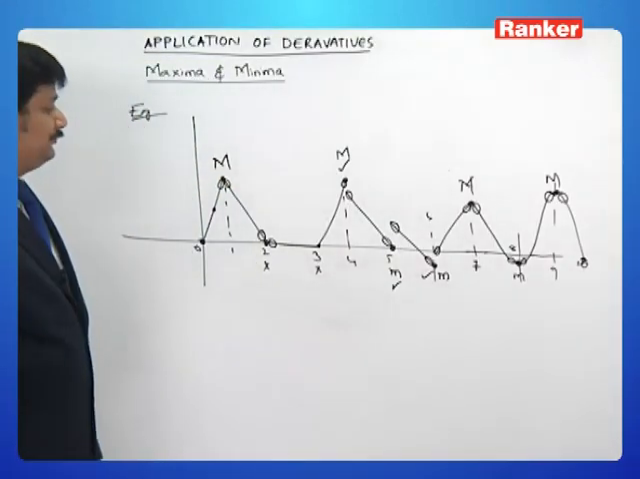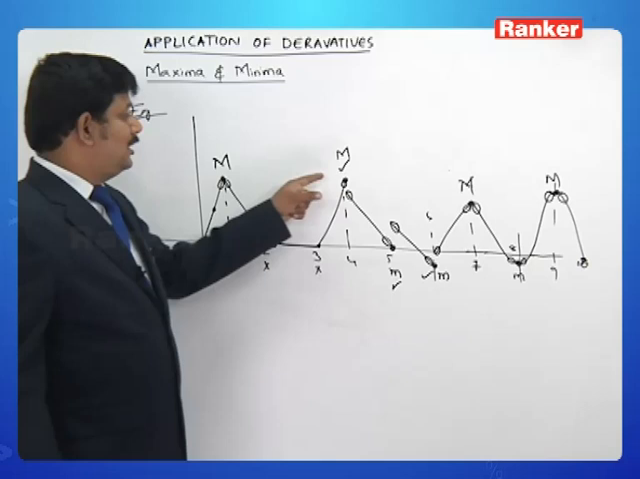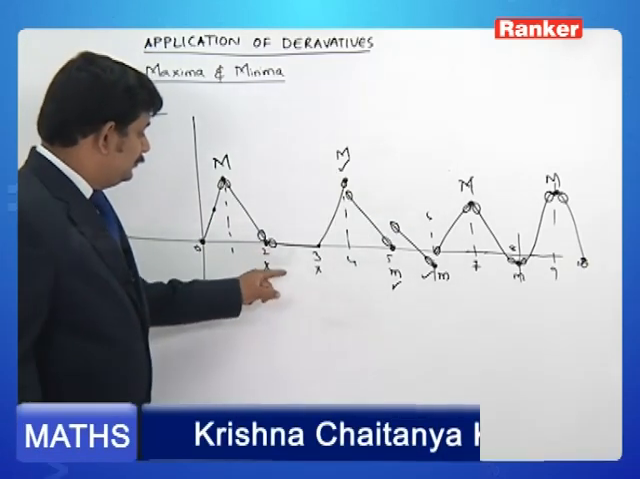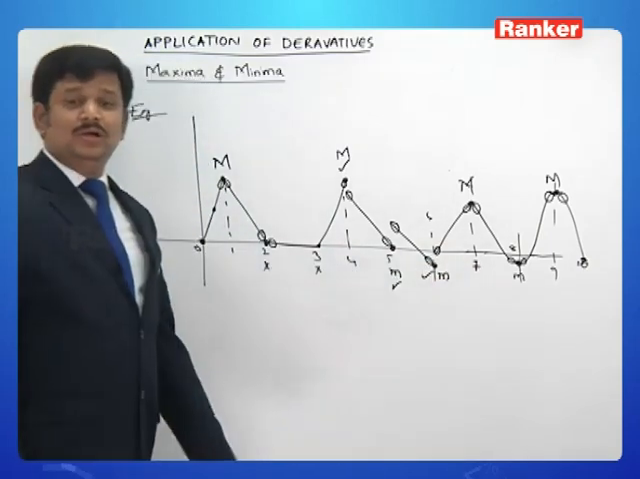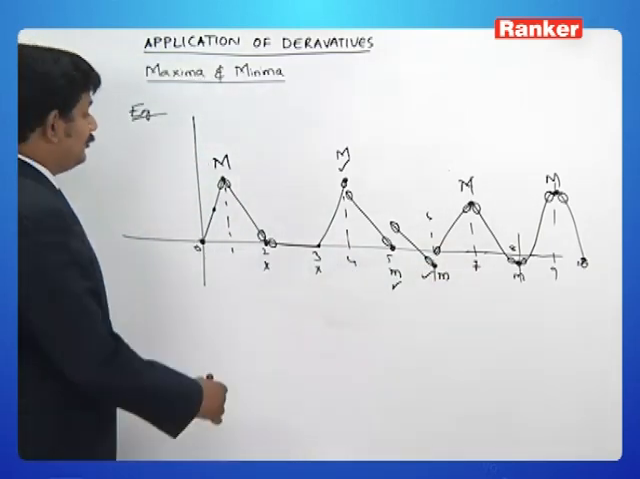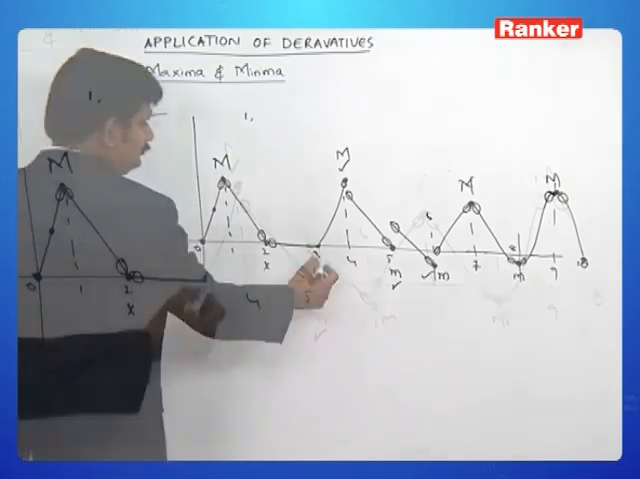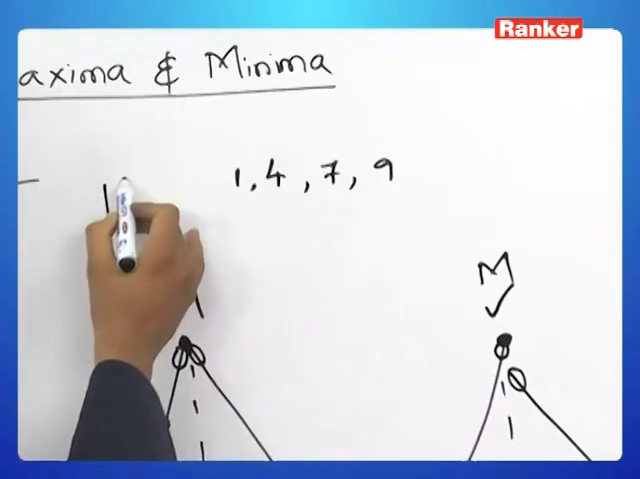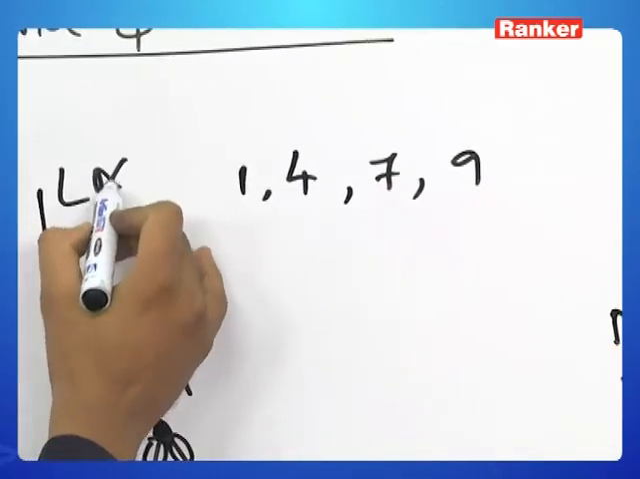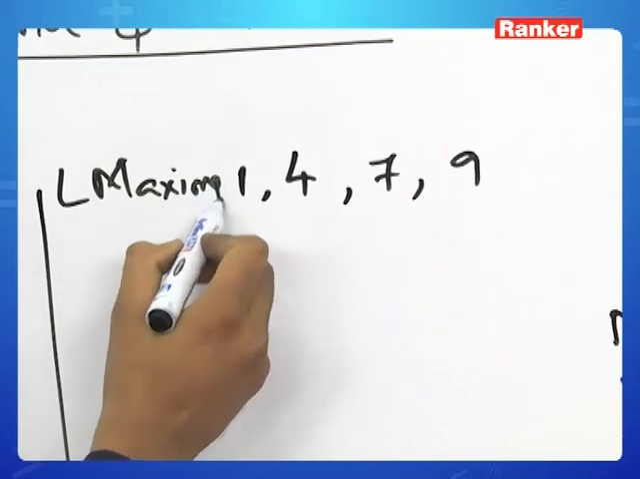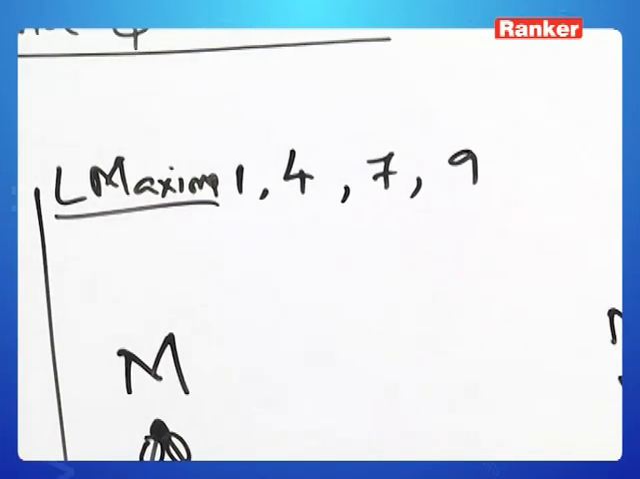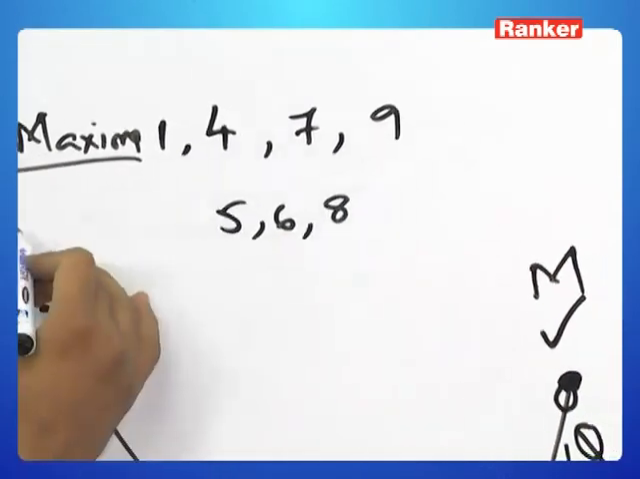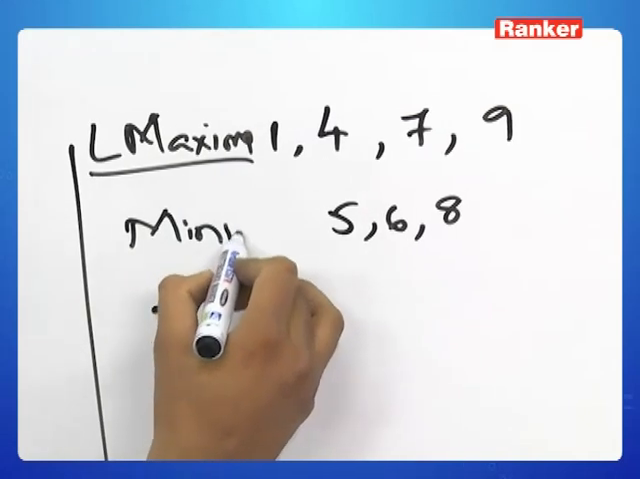So on the entire graph, we have 4 points of local maxima or relative maxima and 3 points of local minima or relative minima. 1, 4, 7 and 9 are points of local maxima, and 5, 6, 8 are points of local minima.